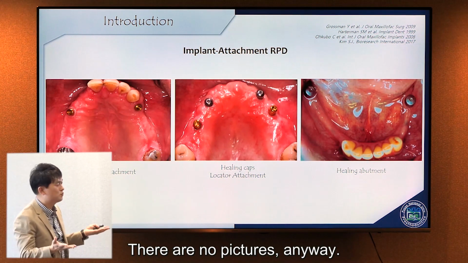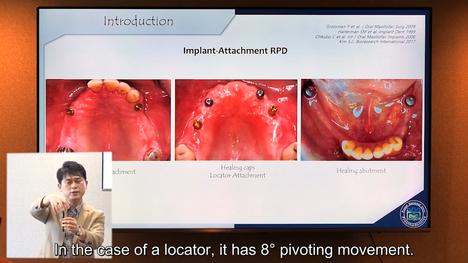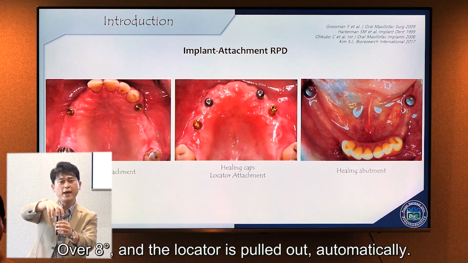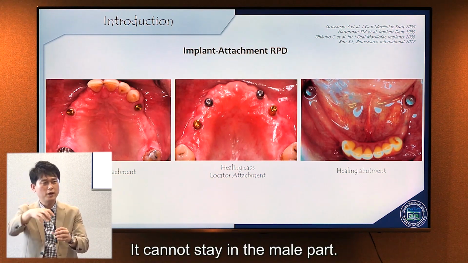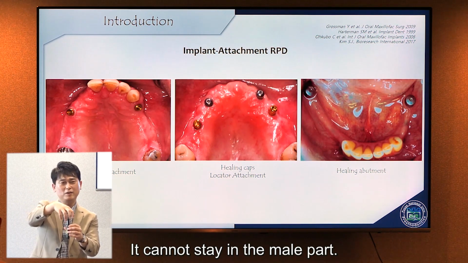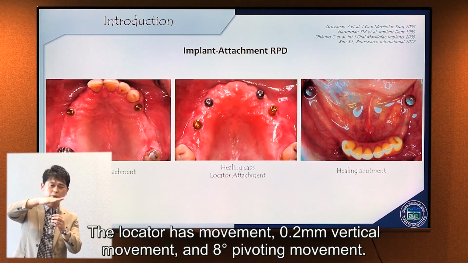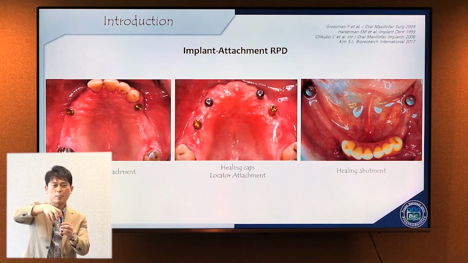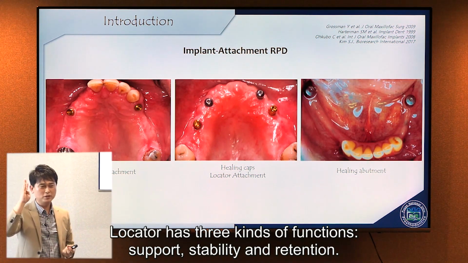There are no pictures. Anyway, in the case of the locator, it has an 8-degree pivoting movement. Over 8 degrees, the locator pulls out automatically. It cannot stay in the male part. Anyway, the locator has movement: 0.2 millimeter vertical movement and 8 degree pivoting movement. So the locator has 3 kinds of function: support, stability, retention.